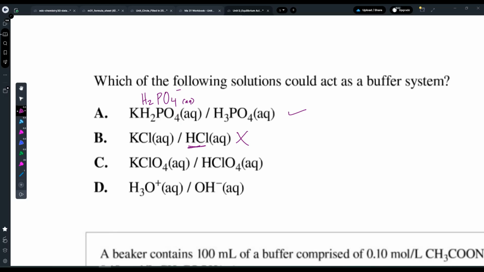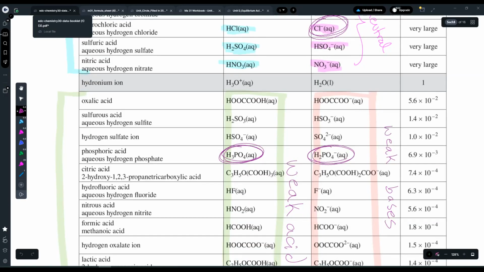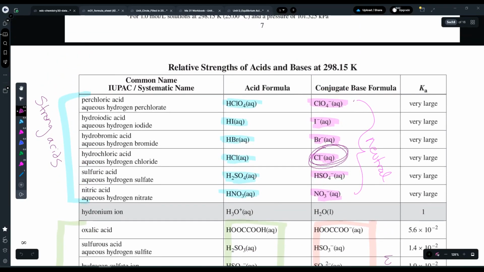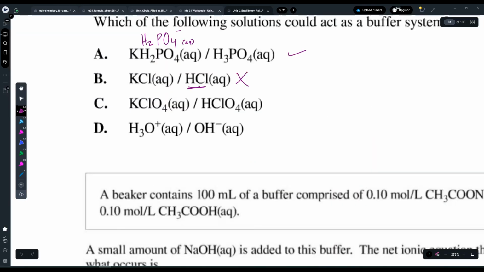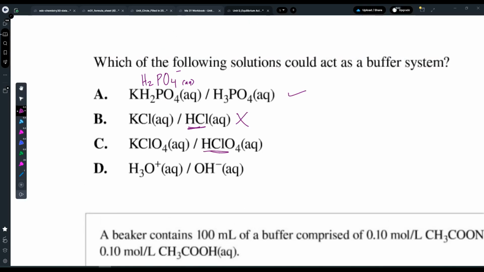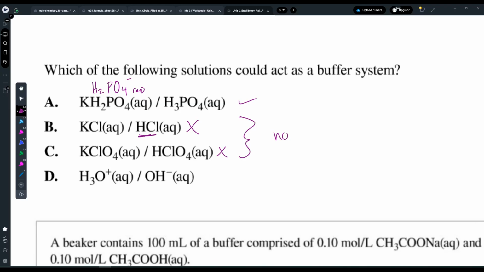With the next one, we have KClO4 and HClO4. If we look at our data booklet, remember, anything in the acid column above this gray hydronium line is a strong acid. So that's why I was saying hydrochloric acid is a strong acid. This is how I know. But we also have perchloric acid. Because this is perchloric acid, it's a strong acid, so this cannot be a buffering system because it has a strong acid. So we're going to say not buffers, because a strong acid is present.